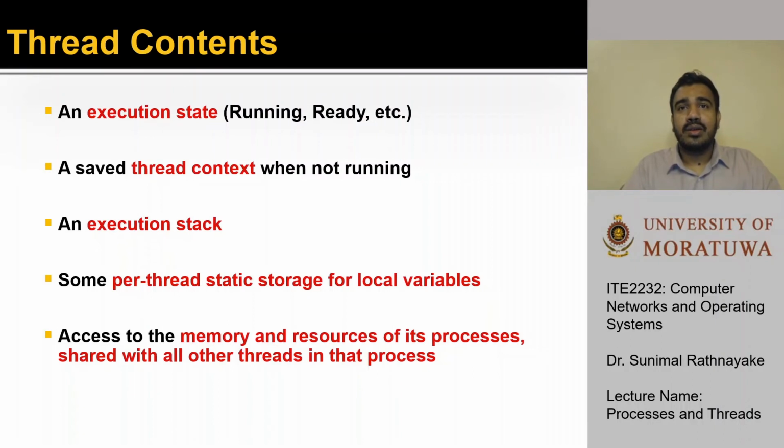There can be some thread local variables. There can be some process local variables. So thread local variables might not be visible to other threads, and the process local variables will be visible to all the threads in the same process. Access to the memory and resources of its process is shared with all other threads in that process.